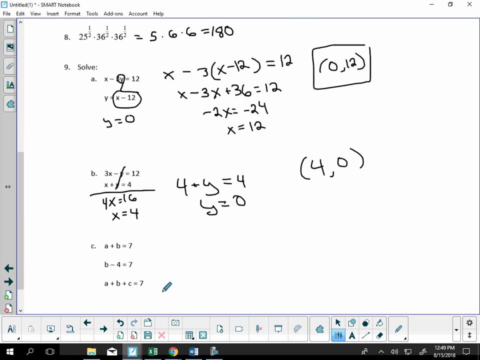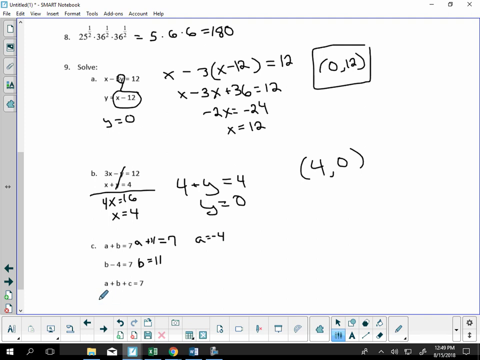C has got 3 variables. I look at this middle one, though, and realize right away that that's going to be easy to solve because I get b equals 11. You just add 4 to both sides. And then I came up to the top equation. A plus 11 equals 7. A is -4.